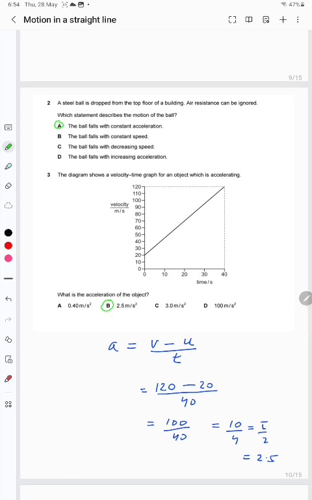A steel ball is dropped from the top floor of a building. Air resistance can be ignored. Which statement describes the motion of the ball? We know when air resistance is ignored, then the object falling under gravitational pull of the earth moves with constant acceleration, which is 9.8 meter per second square. So the correct option is A, the ball falls with constant acceleration.